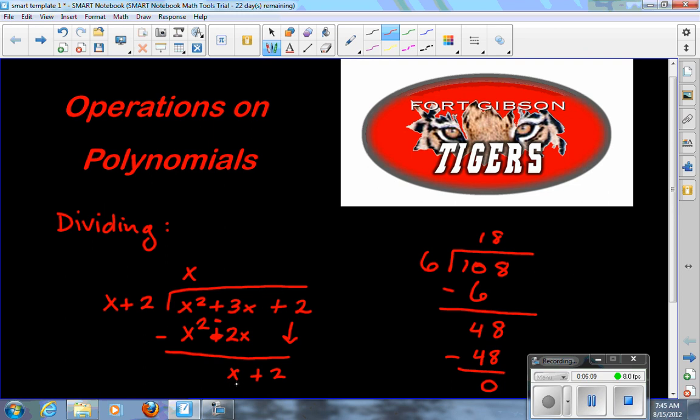How many times does x go into x? So basically, now that you've done these 3 steps, you just start over. How many times does x go into x? It goes in 1 time. X times 1 is x. So I'll write that 1 up there. It's a positive 1. Now I will multiply this 1 back down to here. So 1 times x is x. 1 times 2 is 2.